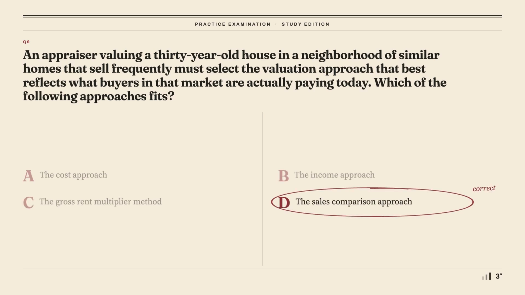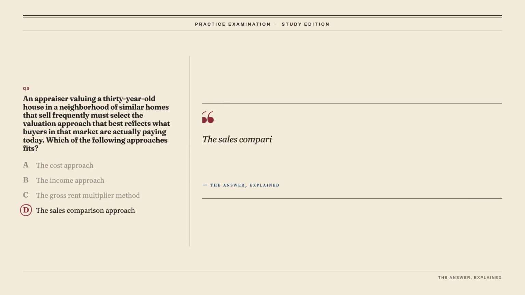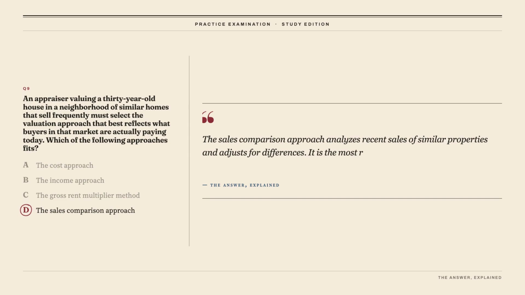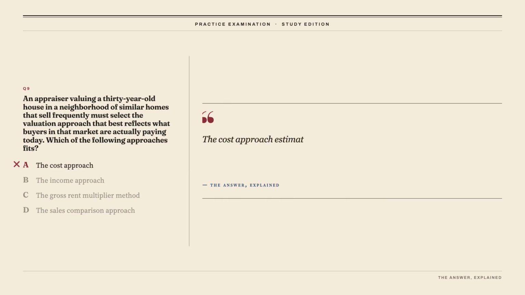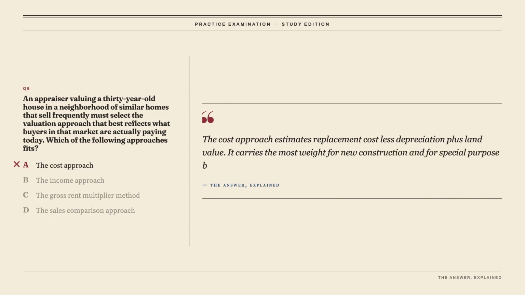The correct answer is D, the sales comparison approach. D is correct because the sales comparison approach analyzes recent sales of similar properties and adjusts for differences. It is the most reliable approach for residential property where an active market of comparable sales exists. A is wrong because the cost approach estimates replacement cost less depreciation plus land value. It carries the most weight for new construction and for special purpose buildings with few comparables.